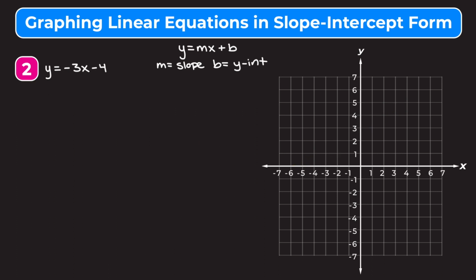So example 2 is y equals negative 3x minus 4. Let's start by identifying our m value and our b value. So m is negative 3 and b is negative 4. What we want to do first is plot our y-intercept. And remember, our b value is our y-intercept. So we're going to plot the point 0, negative 4. So we're going to go to our graph and plot 0, negative 4.